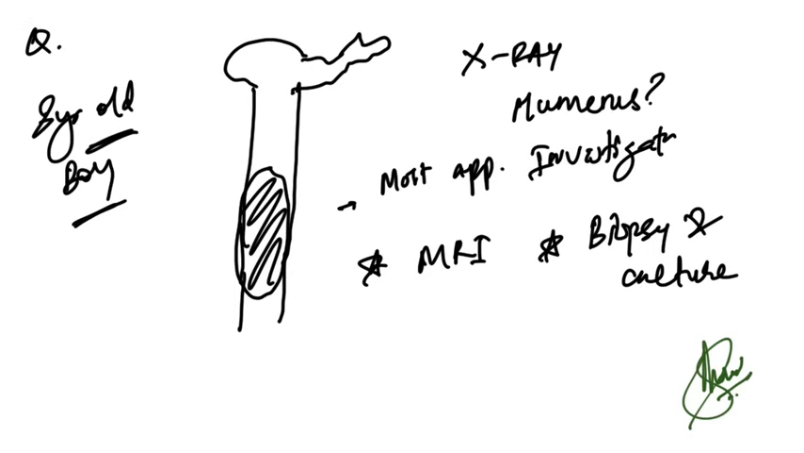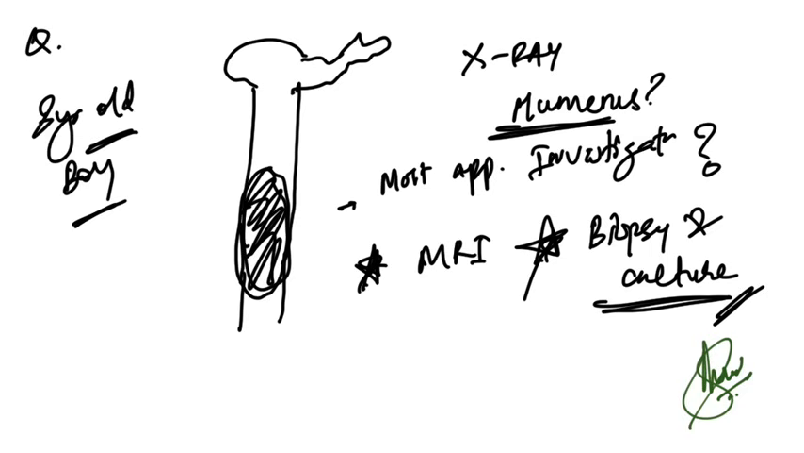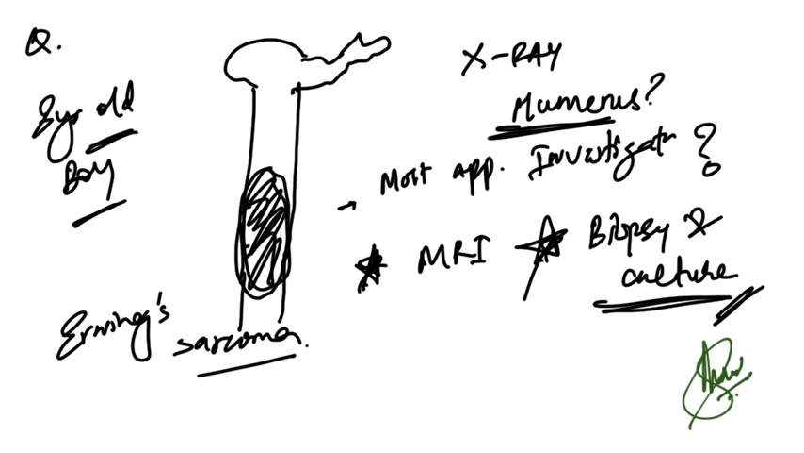Then, an 8-year-old boy, when an x-ray of the humerus was given with a lesion at the mid shaft, what is the most appropriate investigation that should be done? So the options were MRI and biopsy with culture, as far as I can recall. So the correct answer will be biopsy and culture. Mostly that x-ray was looking like Ewing's sarcoma. So in my opinion, biopsy and culture will be the correct answer for that.